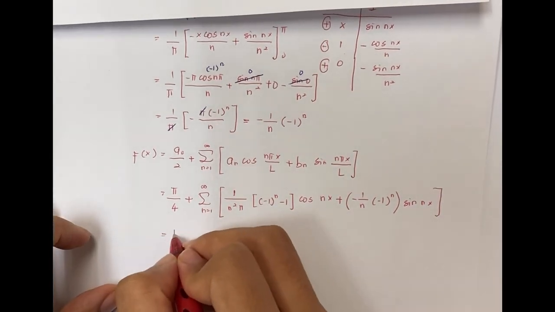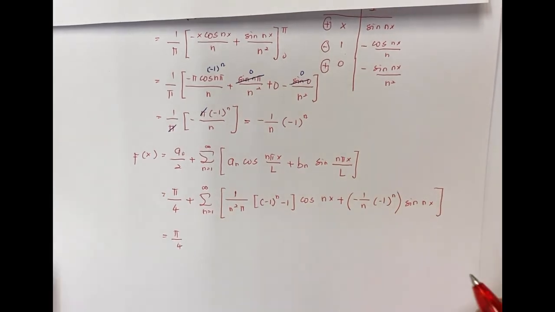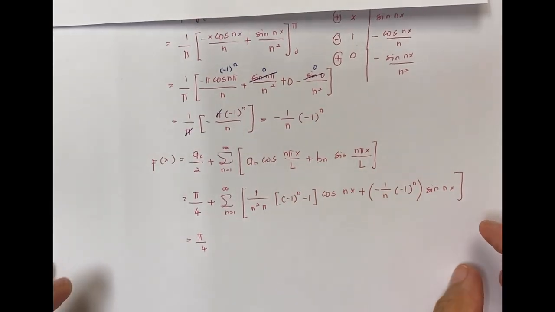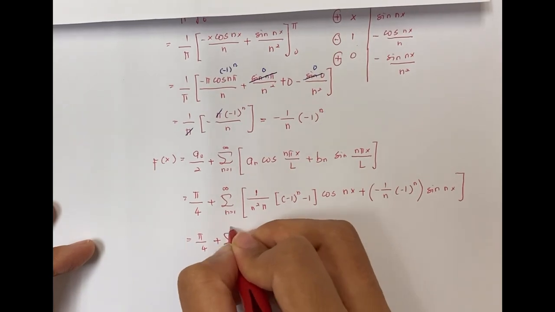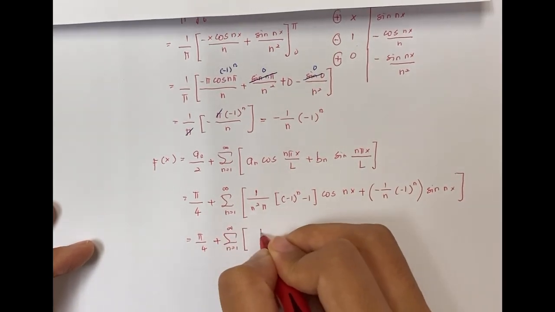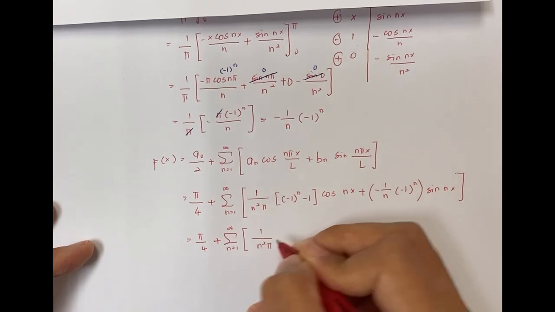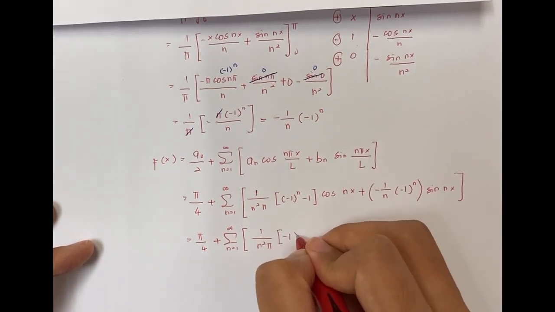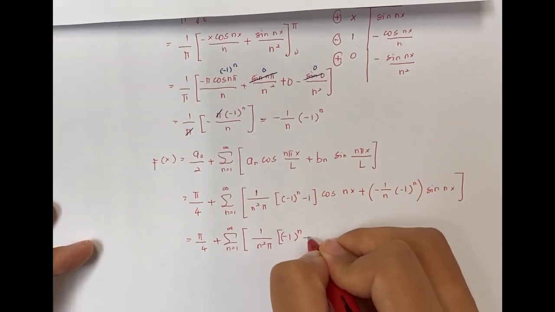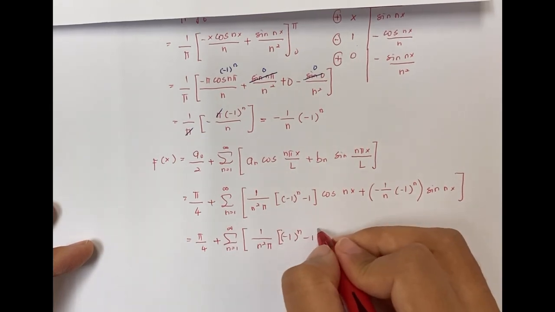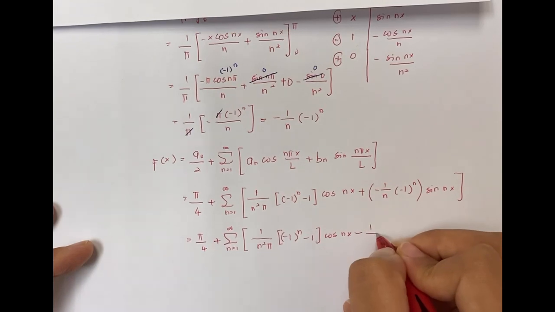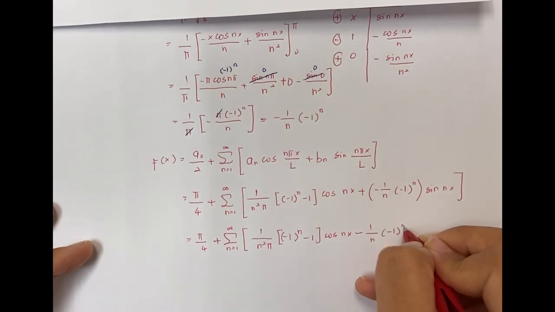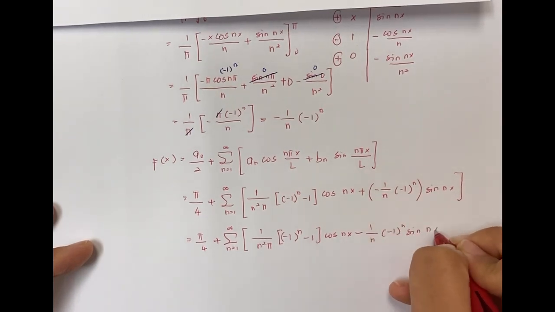Okay, so the last answer is equal to pi over 4 plus summation n from 1 to infinity, 1 over n square pi, negative 1 to the power of n minus 1, cos n x minus 1 over n, negative 1 to the power of n, sine n x.